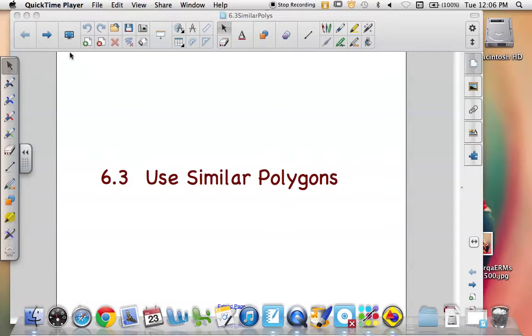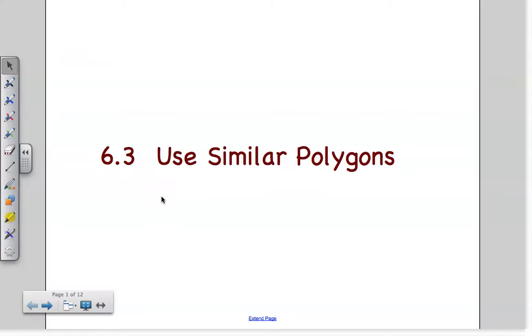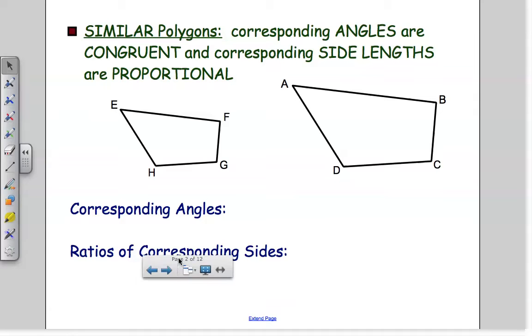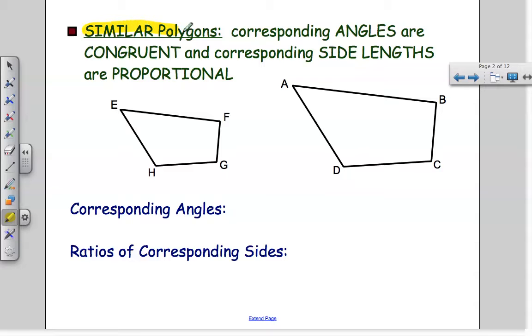In section 6.3, we're going to use similar polygons. So the first thing is, what makes polygons similar? What is a requirement? Similar polygons have to have two conditions met. First of all, the angles of similar polygons have to be congruent. Second thing, the side lengths are proportional. So the corresponding angles are congruent, corresponding keyword, but the corresponding side lengths are not congruent, they're proportional.